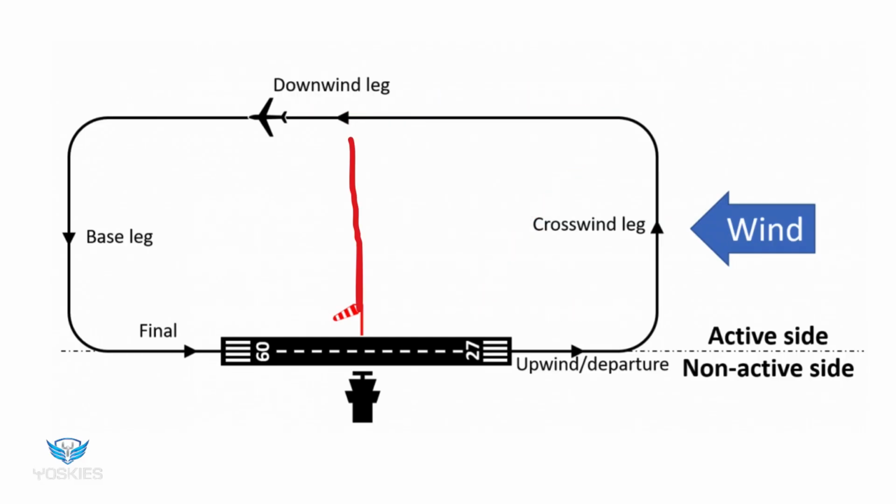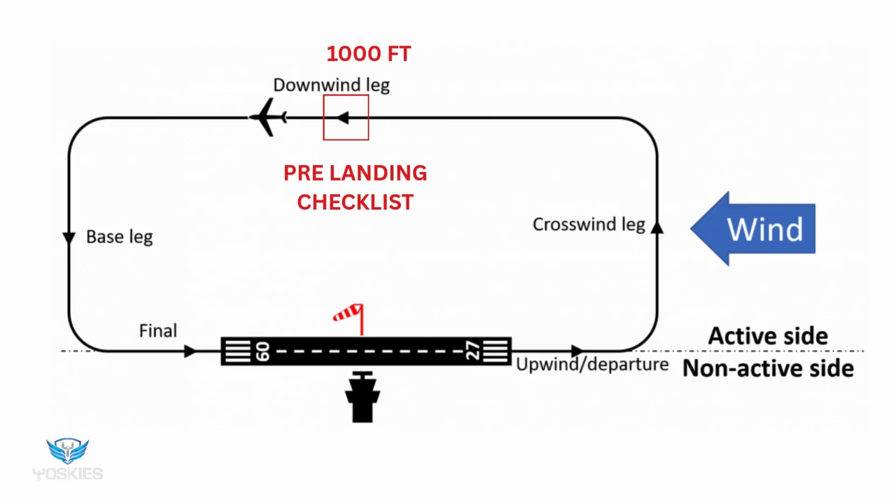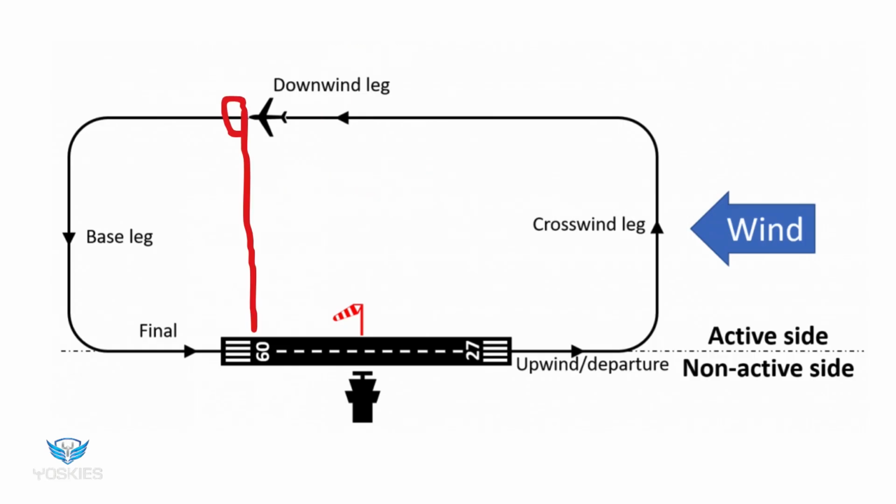Then you will start flying parallel to the runway, and when you are midfield left downwind, that's when you're going to do your pre-landing checklist, where you will check your fuel and everything. I mean, you will follow your checklist. Then you will continue at 1000 feet. When you are abeam the numbers is when you're going to start your landing procedure.